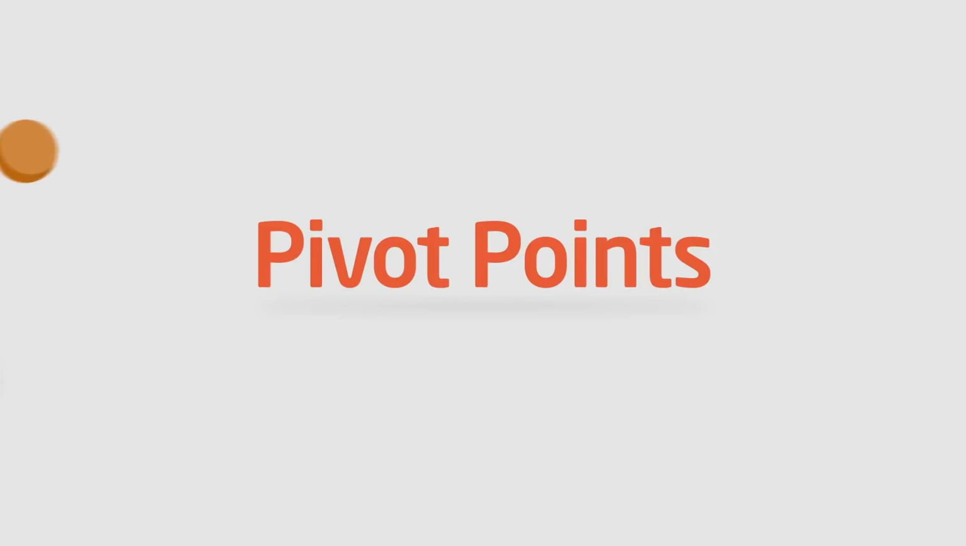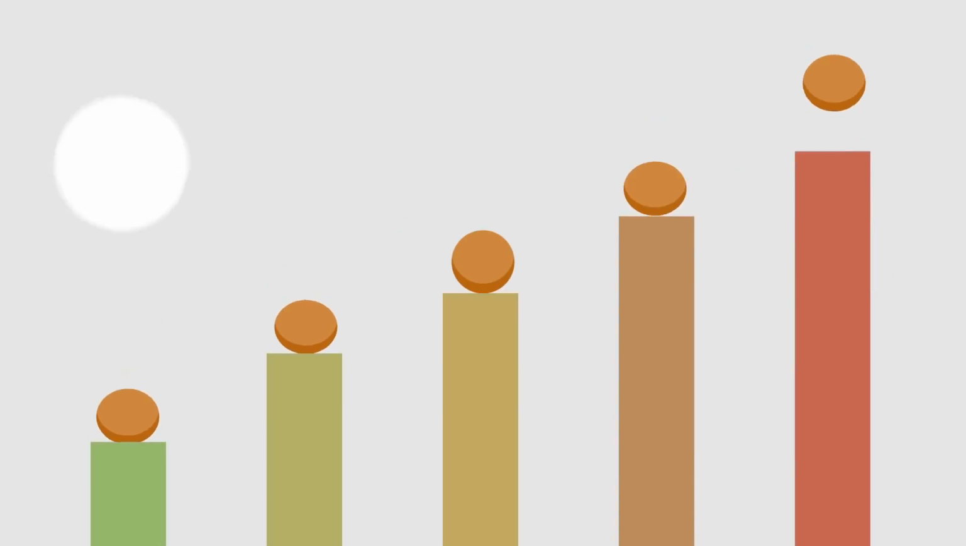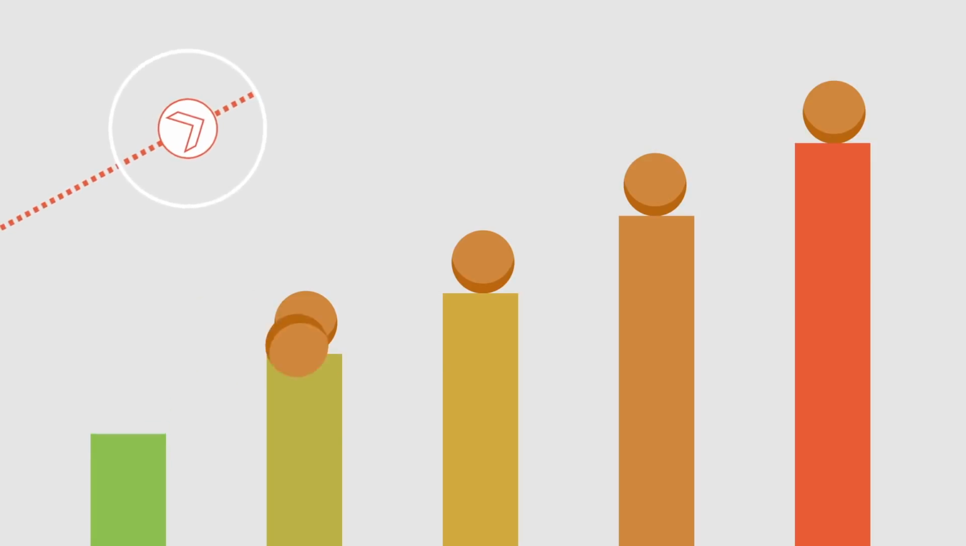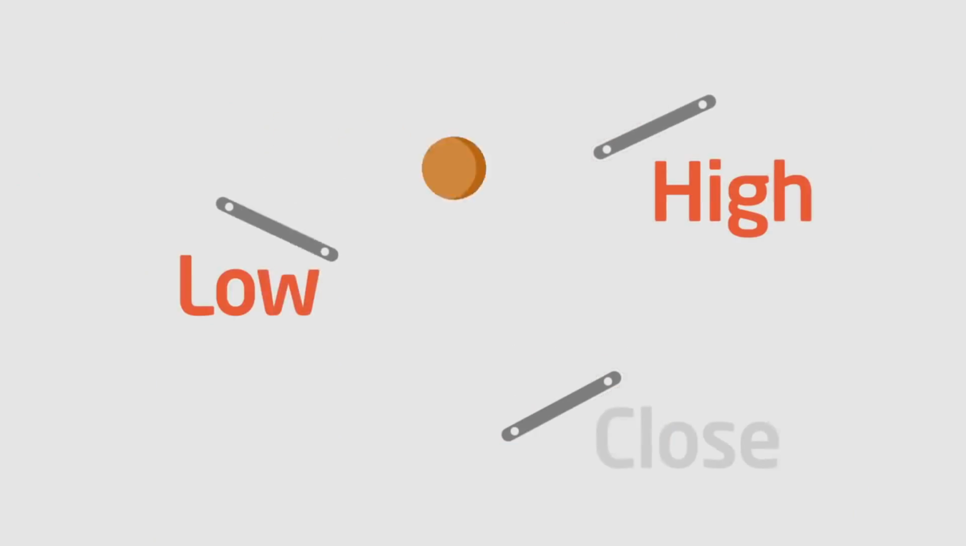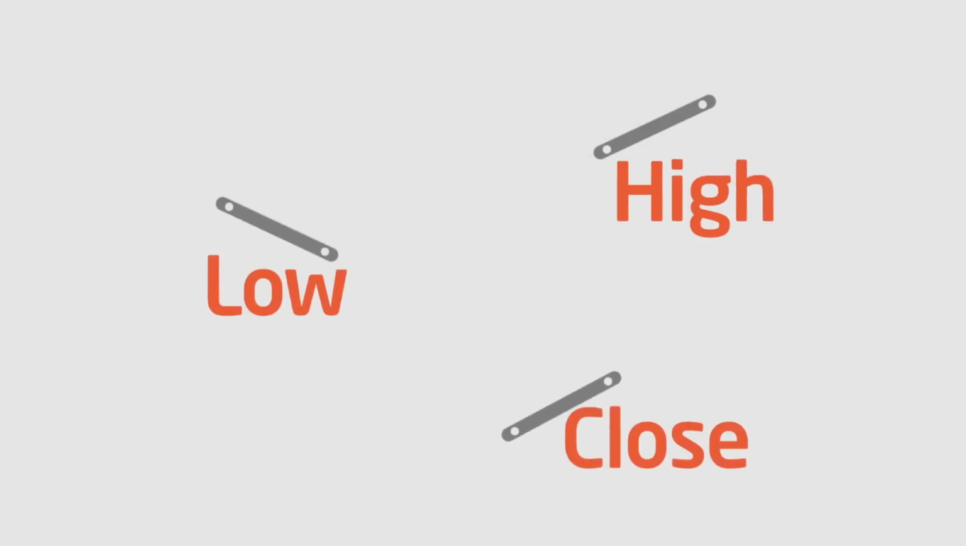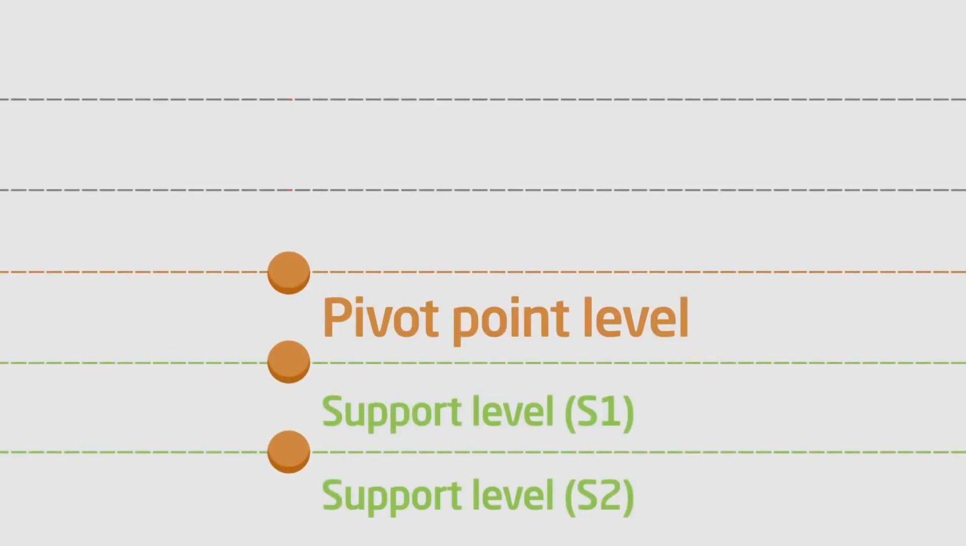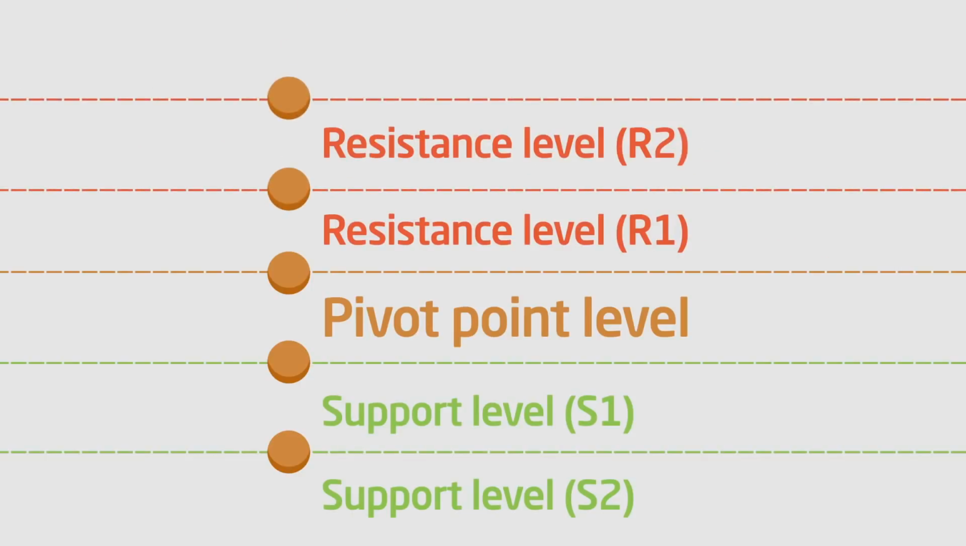Pivot points are important price action levels that are used to highlight potential support and resistance and determine price direction. They use the previous period's high, low, and close to calculate the current period's support and resistance levels. These consist of a pivot point level, two support levels, commonly referred to as S1 and S2, and two resistance levels, referred to as R1 and R2.